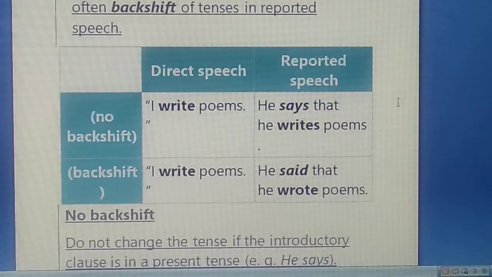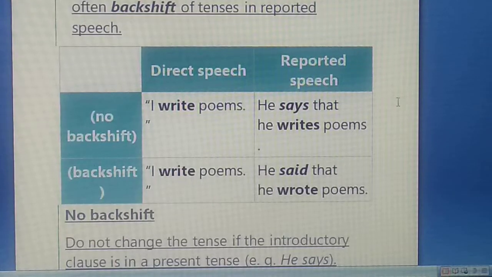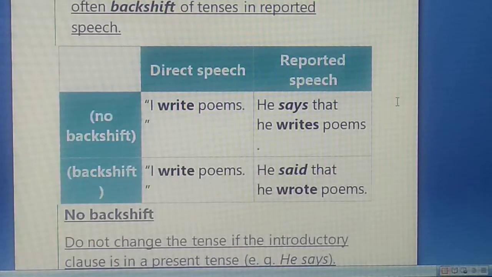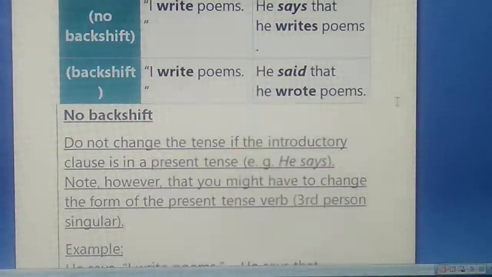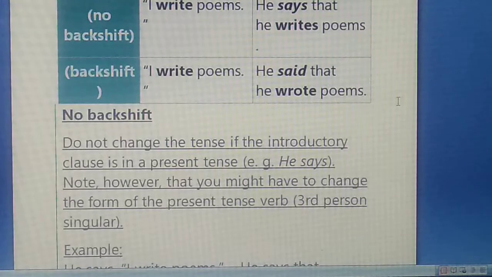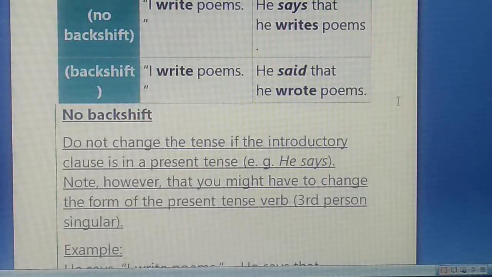I write poems. He said that he wrote poems. Present tense changes into past tense. No backshift means no change in the tense. Do not change the tense if the introductory clause is in a present tense. That is, he says. So if he says is there, it remains says only. Note, however, that you might have to change the form of the present tense verb. That is the third person singular.